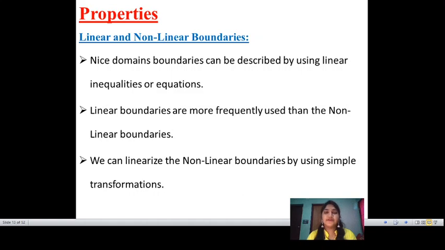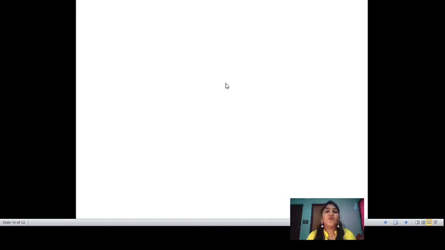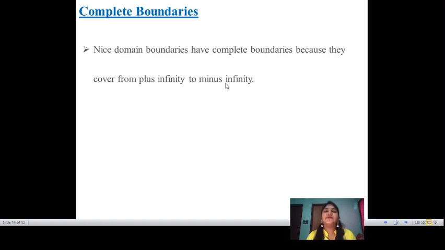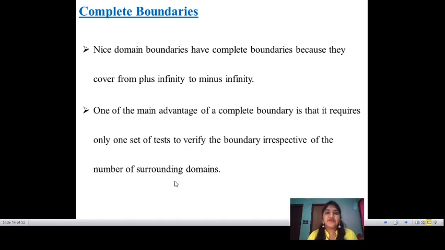So that is one of the properties to be satisfied. Let's go for the second property, which is the complete boundary. The name itself tells what is meant by complete boundary. Complete means the entire system from starting to ending. Nice boundaries are complete boundaries because they cover from plus infinity to minus infinity, the entire range from start to end. If we cover the entire range, it is known as a complete boundary, and it is one of the properties to be satisfied for a nice domain.